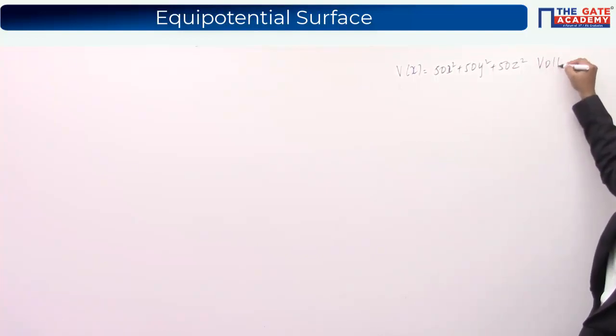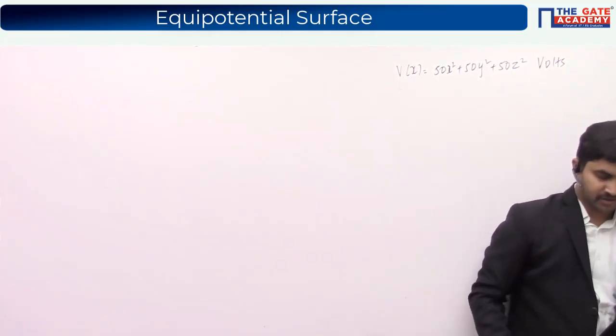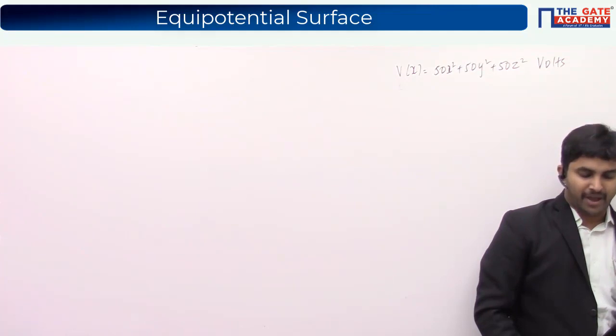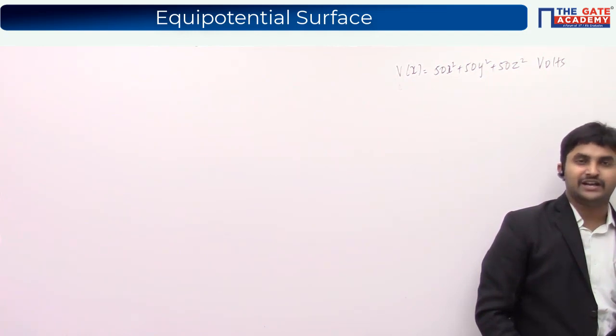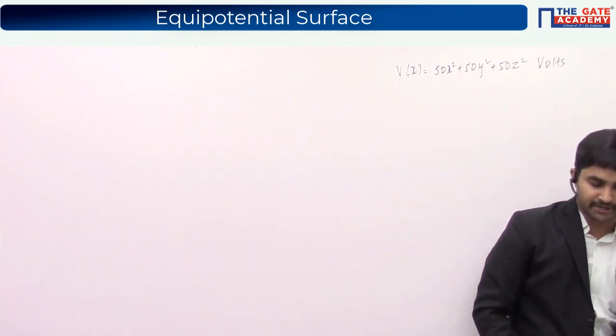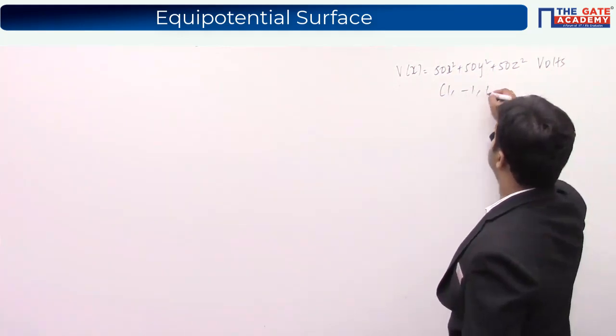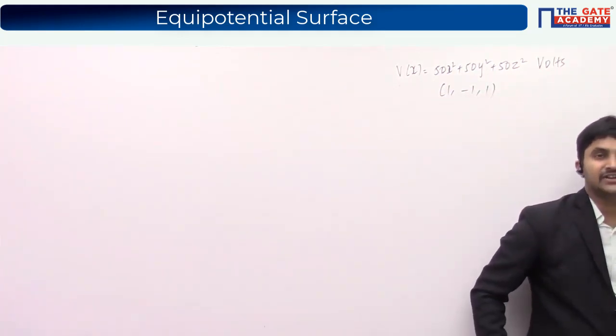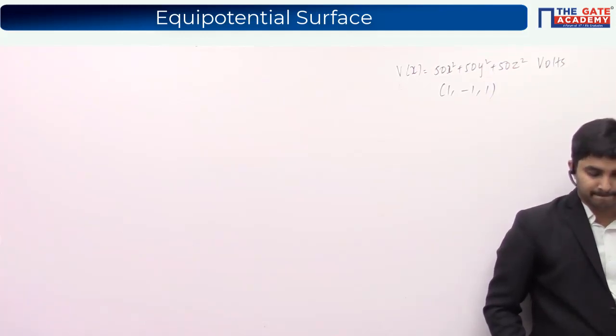find the magnitude in volts per meter and the direction of the electric field at the point 1, minus 1, 1, where dimensions are in meters.